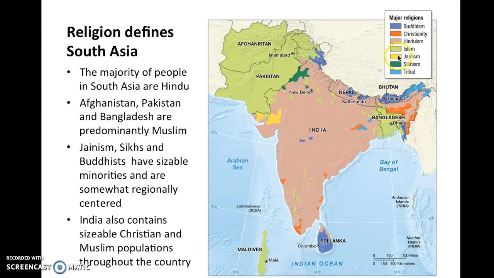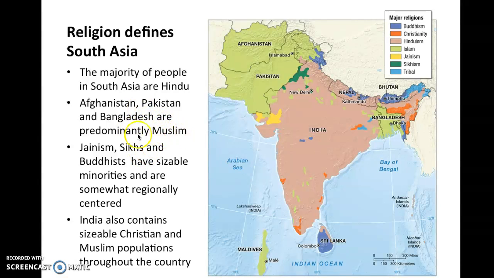And then Jainism, another religion, it's down here in Gujarat. And then you have Sikhism up here. And then you have tribal religions up in this region and right over in here. The Maldives is largely Muslim, and Sri Lanka is largely Buddhist.